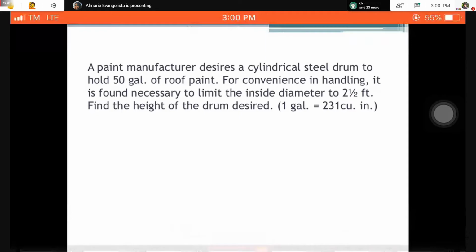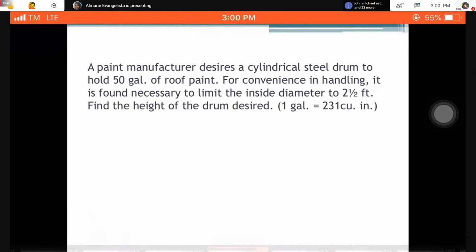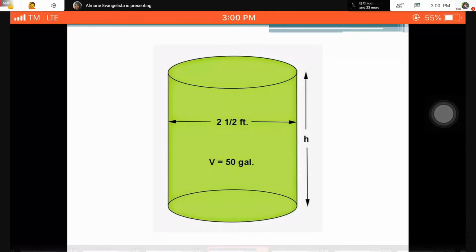So, nakopya niyo na ba yung given? Ito yung figure. So, height yung hinahanap, tapos ang diameter niya is 2 1/2, and yung volume niya is 50 gallons. So, parang yung ginawa lang natin, i-equate para makuha yung height. So, ayun. Wait ko yung sagot nyo.